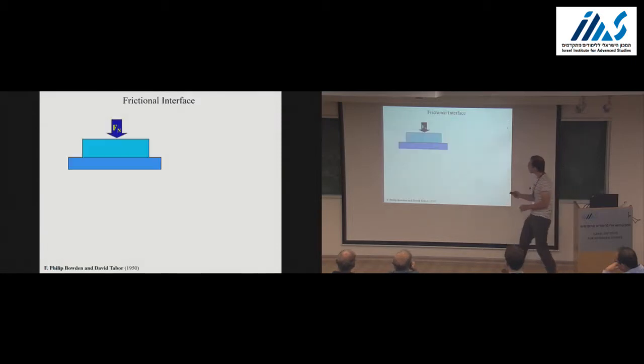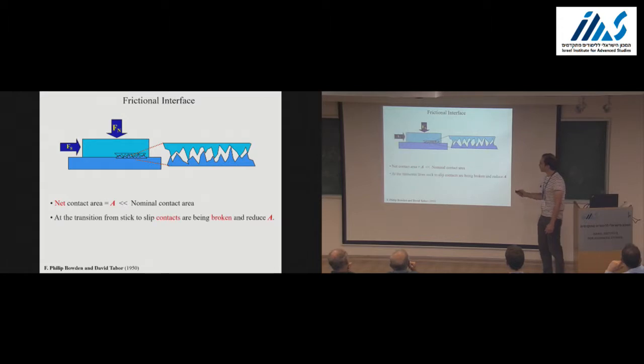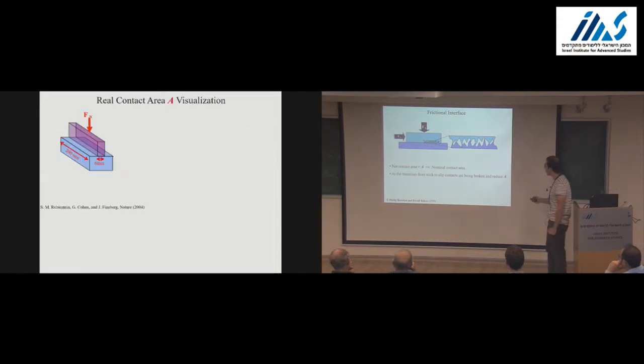Okay? So the first thing to realize is that when the two blocks are pressed, the real area of contact, A, is much smaller than the nominal one, and this is due to the roughness of the frictional interface. So when the shear force is applied, at the transition from stick to slip, those contacts are being broken, which results in a reduction of the real area of contact.